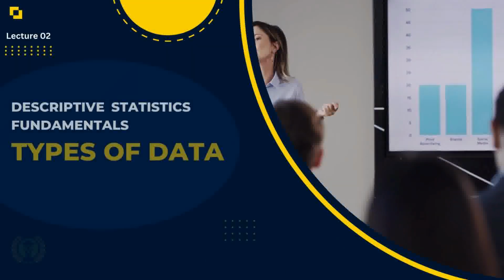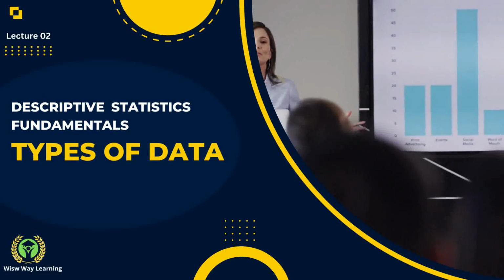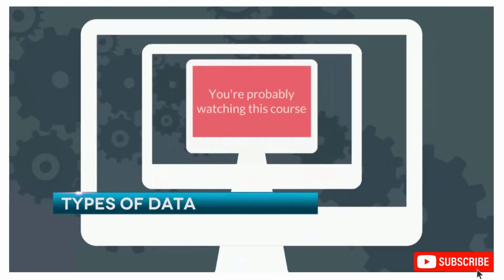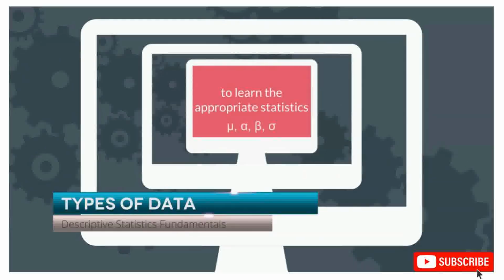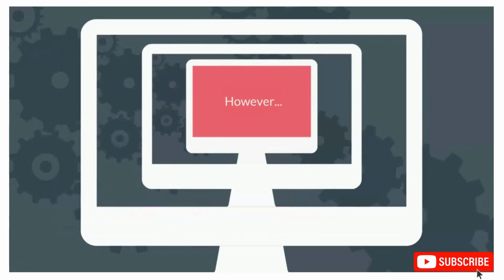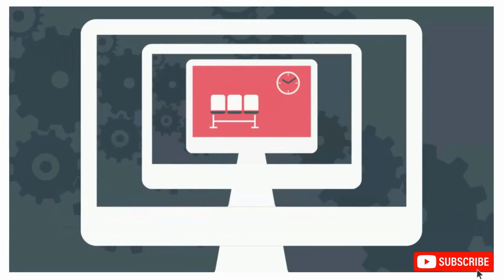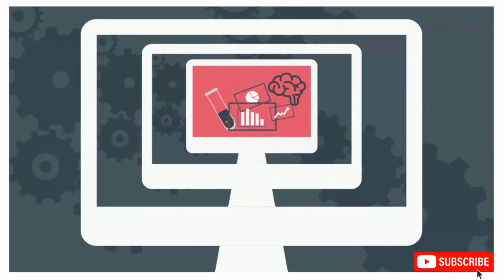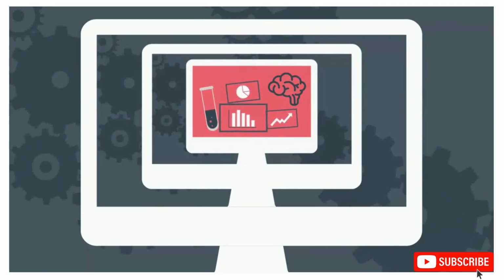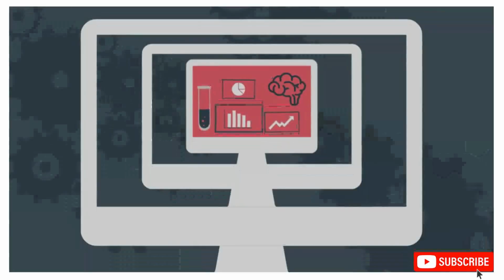Lecture number 2, Understanding the different types of data. You are probably watching this course because you want to learn the appropriate statistics to perform different tests. However, before we can start testing, we have to get acquainted with the types of variables we usually encounter. Different types of variables require different types of statistical tests. As such, it is key to be able to classify the data you are working with.